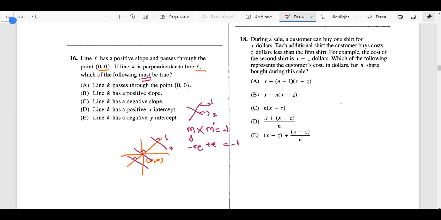Because these two lines are perpendicular, and in mathematics, this relationship has been defined. We will discuss this today as well, in coordinate geometry, but through A levels you know that this is the relationship which two perpendicular lines have. So the line K has a negative slope. C is the answer. Is this clear?